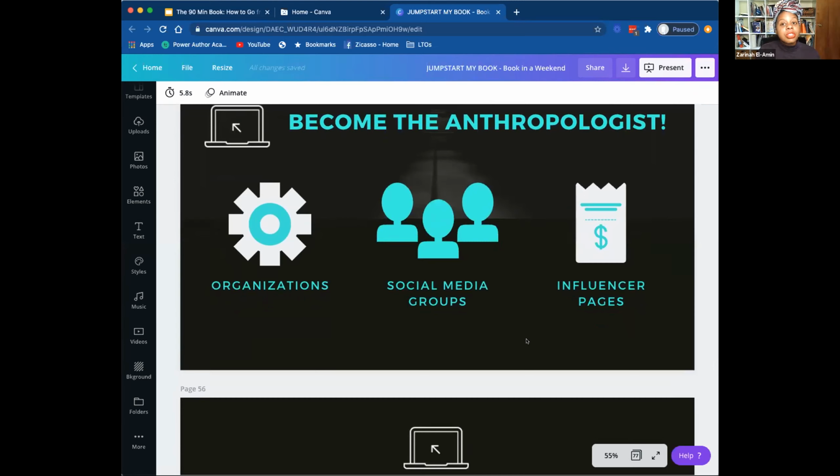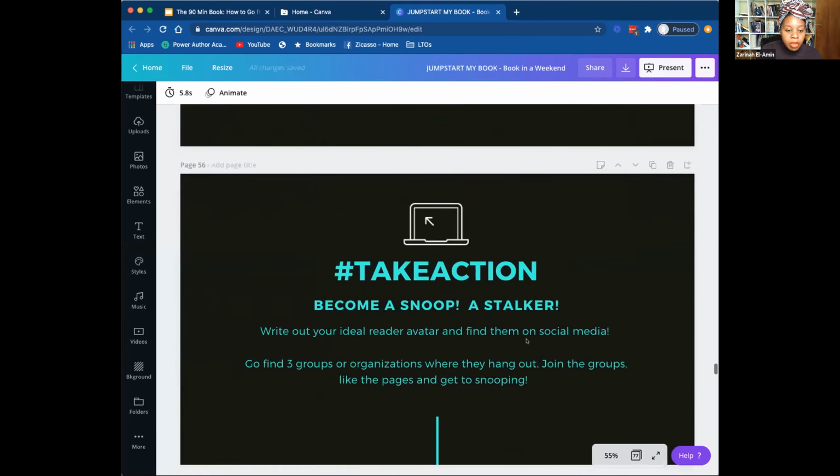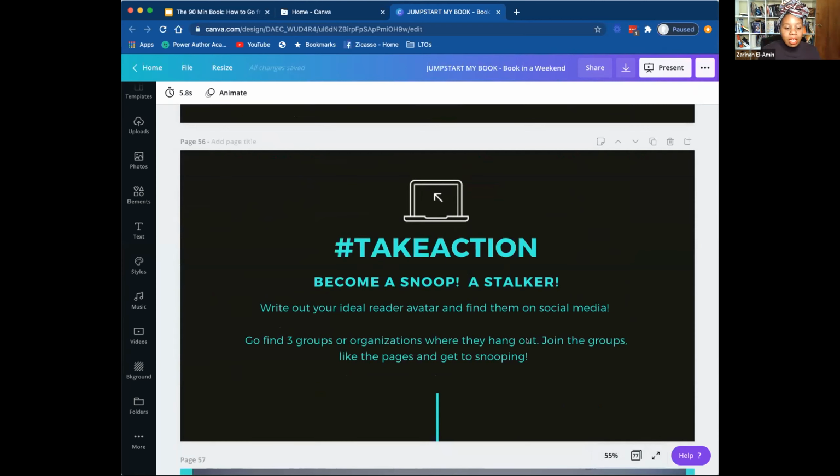Now, this is extremely important because when you start to get beyond your family and your friends, you have to be able to build your network. And this is how you build a network: organizations of your target audience, social media groups, influencer pages. All right, so what we're going to do right now, you've already written out your ideal reader avatar, you know who your person is that you're going for.